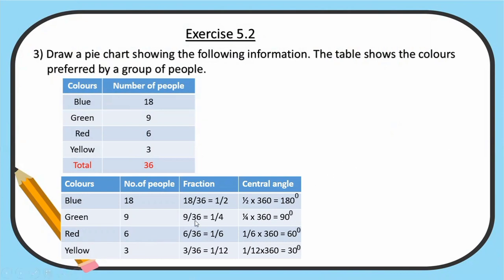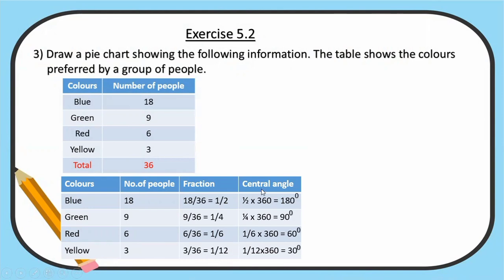Then green. 9 preferred. So 9 by total number of people 36. 9 by 36 is 1 by 4. Then red, 6 preferred. So 6 by 36 is equal to 1 by 6. Then yellow, 3 preferred. 3 by 36 is 1 by 12.